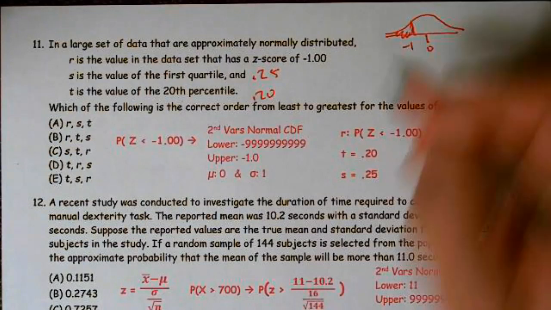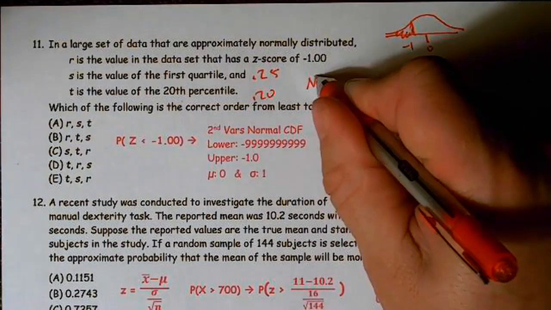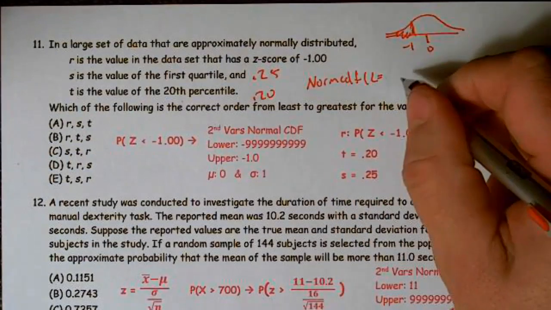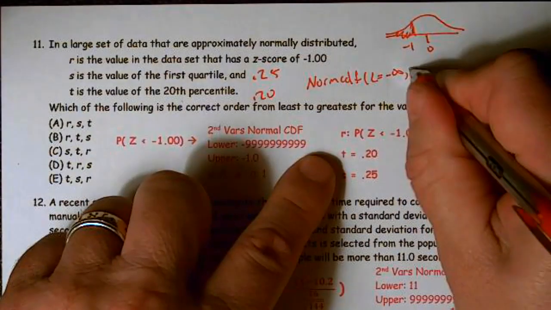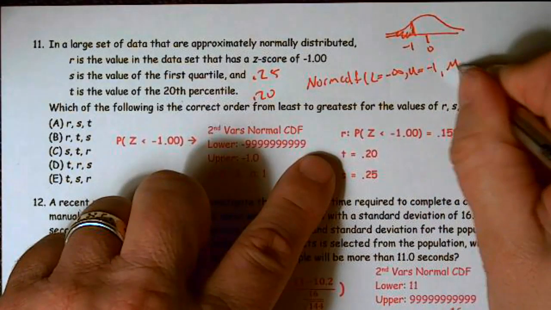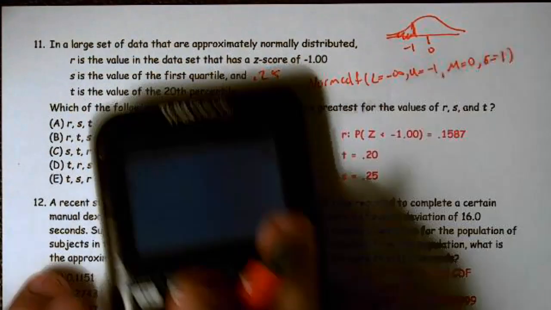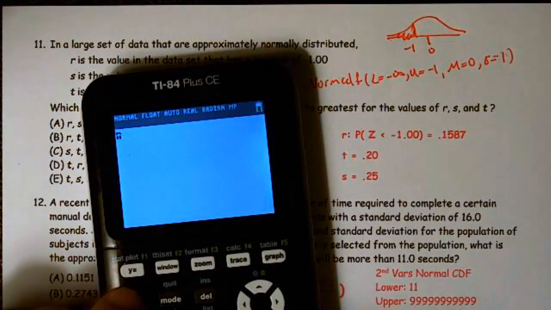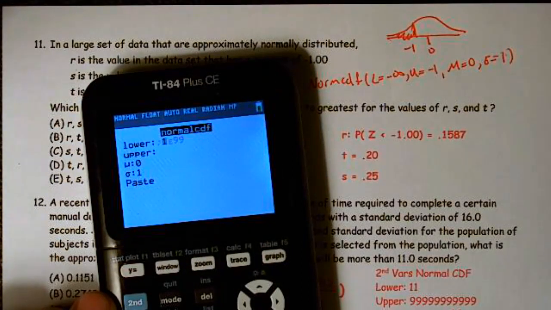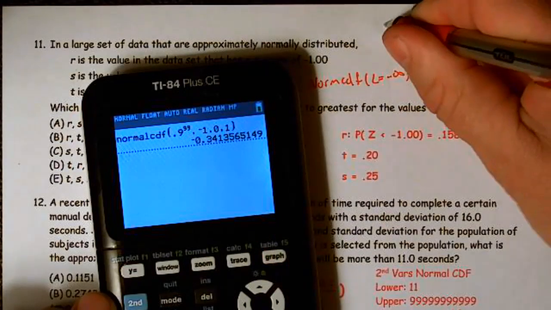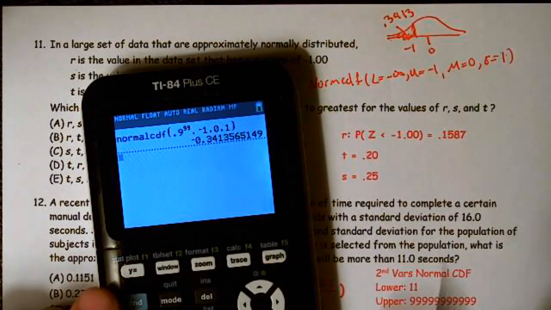So I'm looking for this area, which means I can do a normal CDF: lower equals -infinity, upper equals -1, mean is 0, standard deviation for all z-scores is 1. So let's go to the calculator. Second vars, normal CDF, -9.99, upper -1, mean 0, standard deviation 1. And I end up getting that this area right here is about 0.3413. All right.